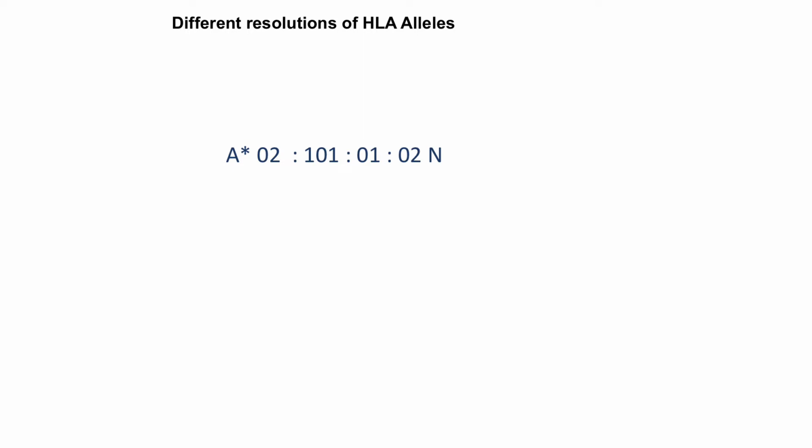And if we only know the first two digits or first field of an allele, that is called low resolution. That only tells us the allele group of an allele. In this example, we know this allele at 2-digit or low resolution level, and it only tells us that this allele belongs to the HLA A2 group. However, there are several alleles in the HLA A2 group, and at low resolution we cannot tell which exact HLA A2 allele it is.